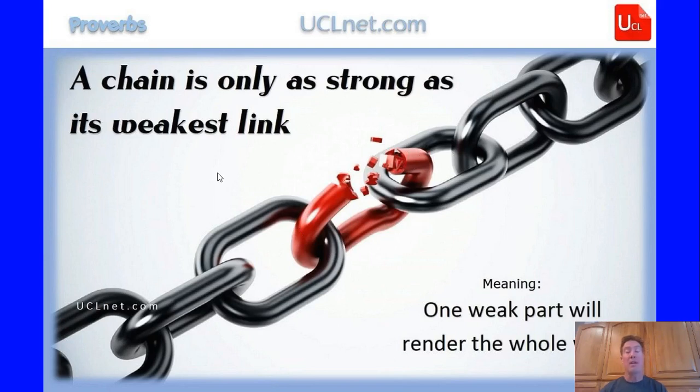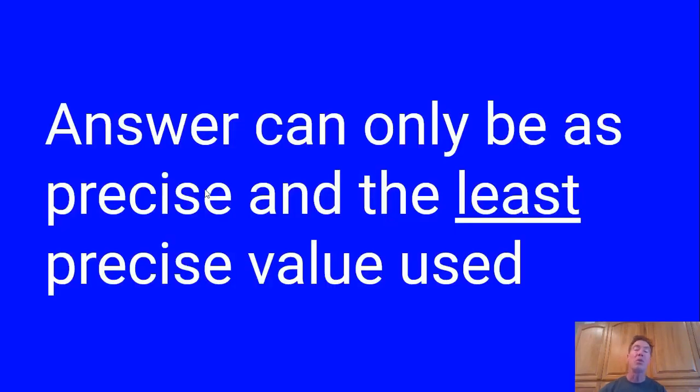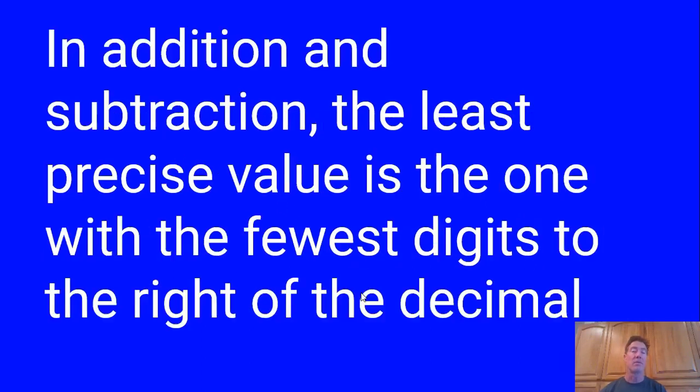If you measure one measurement to a whole number, and then you measure all the other measurements to the nearest hundredth of a decimal, you can't use those hundredths because your answer is only as strong as your weakest uncertainty, and your uncertainty is in single digits. So you're not allowed to use anything more precise than that. So the answer can only be as precise as the least precise value used.